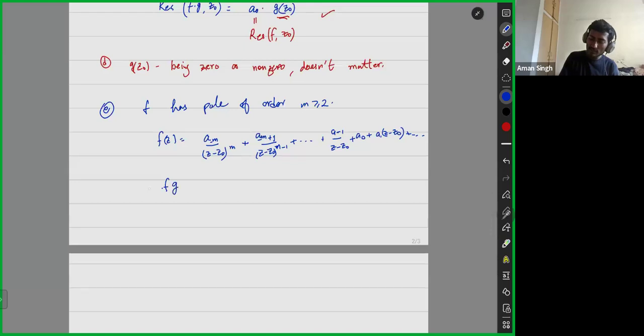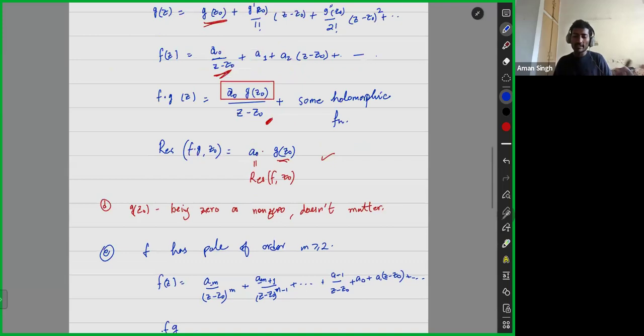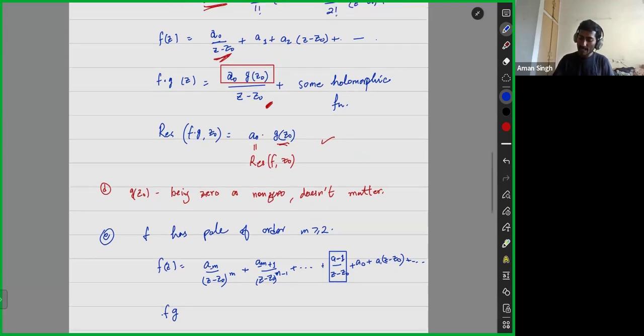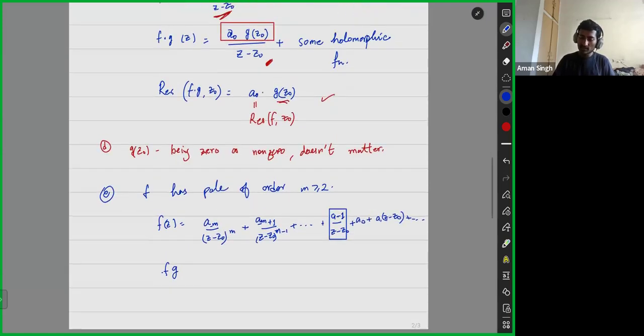F into g, we can directly see from here. So when we get here, only this part is required. We don't need to know anything else than this part, the first negative degree term. Okay, fine.